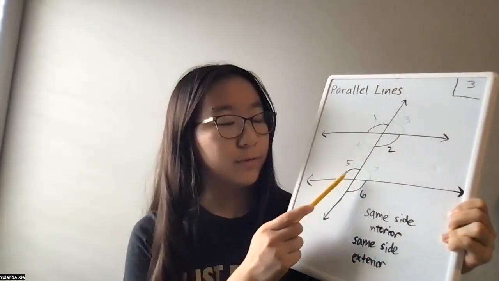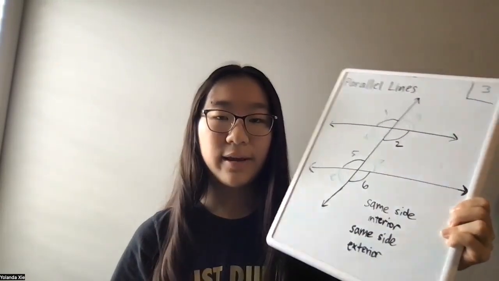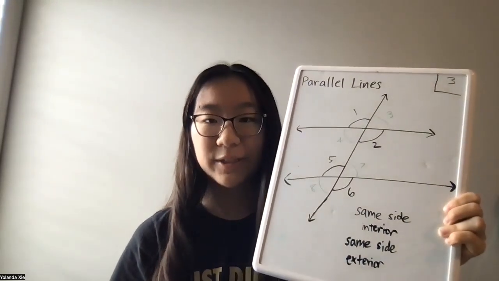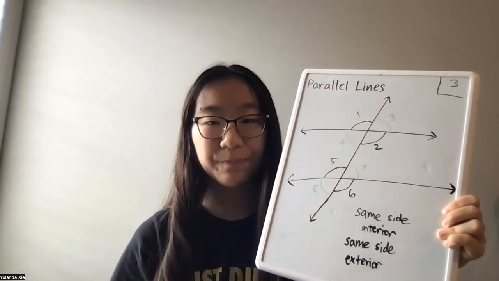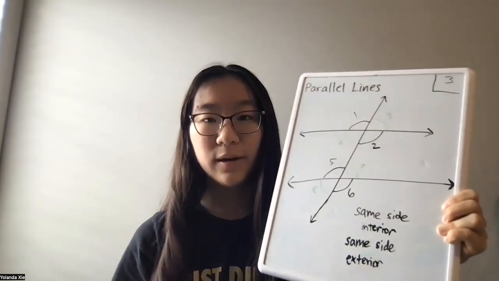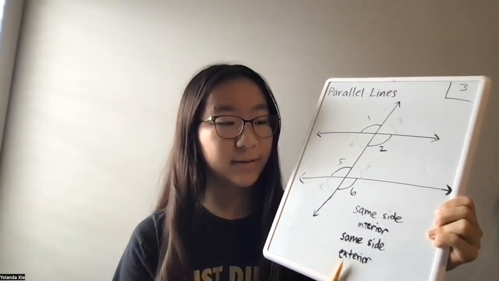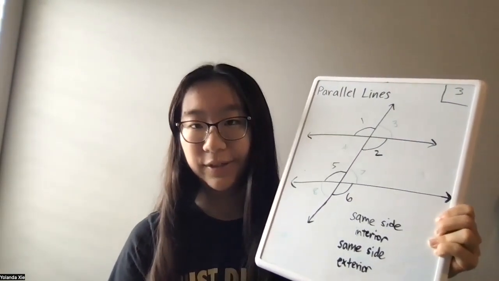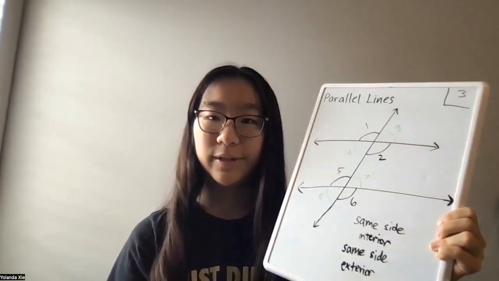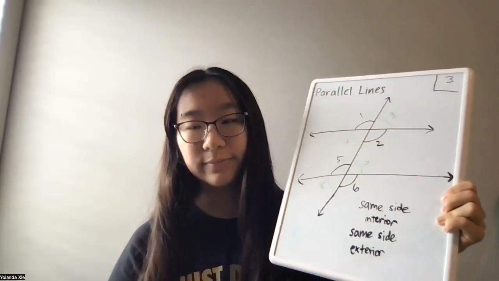And these same side interior angles are actually supplementary, meaning that they add up to 180 degrees. So if you know that angle 5 is 120 degrees, what is the measure of angle 4? Angle 4 is 60 degrees, of course, because 180 minus 120 is 60. Now, the same thing goes for same side exterior angles. They're also supplementary. And one example would be angle 1 and angle 8.